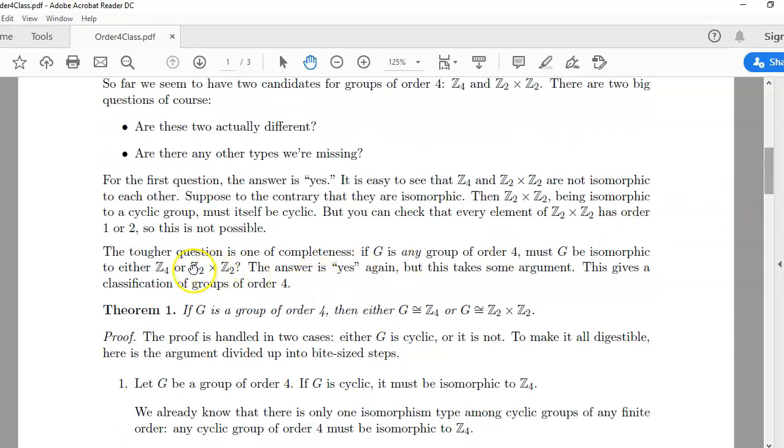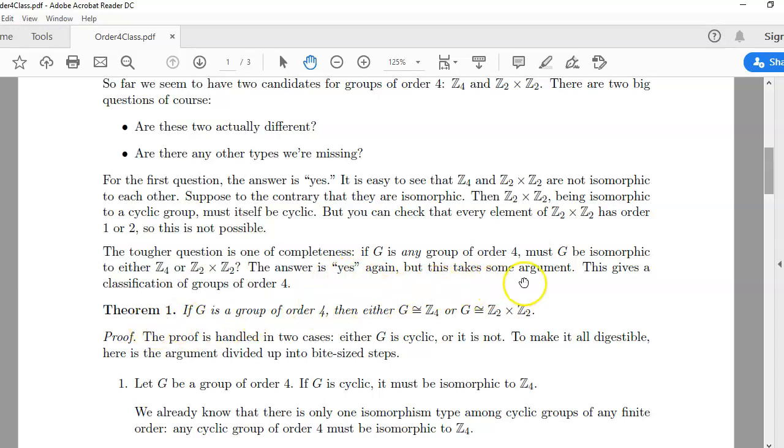But the bigger question is one of completeness. Did I miss anybody? These are two different isomorphism types. Is there a third type I didn't know about? In other words, if G is any group of order 4, no matter what it is, pull it out of a hat at random, must G be isomorphic to either one of these two? And again, the answer is yes, but this takes some argument.